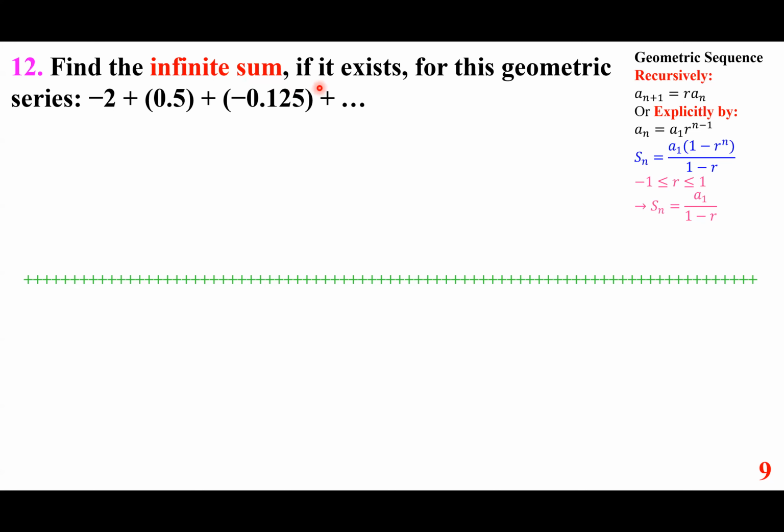Find the infinite sum, if it exists, for this geometric sequence, meaning it may go to infinity or negative infinity, and therefore it doesn't exist. But if it settles down with a number, it does.